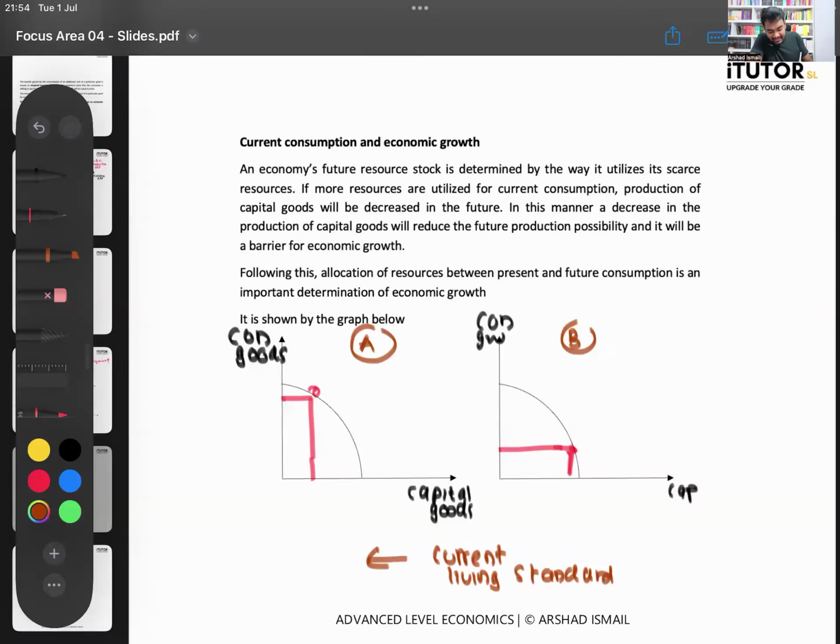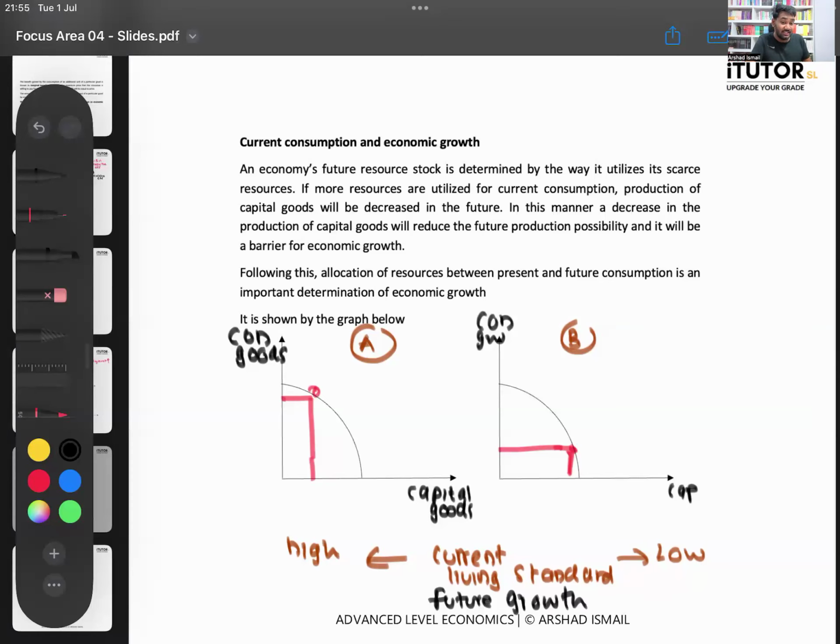So here it is high because they have a lot of consumer goods, so much choice, so much variety, all of that is there. But country B, the consumer goods are not much. Current living standard is low. But what can you tell about the future growth potential? In the future, which economy do you think will grow more?